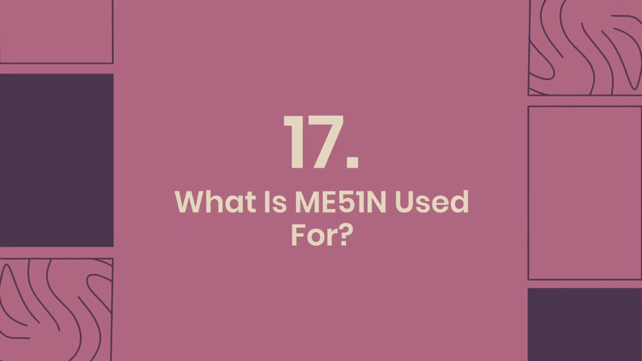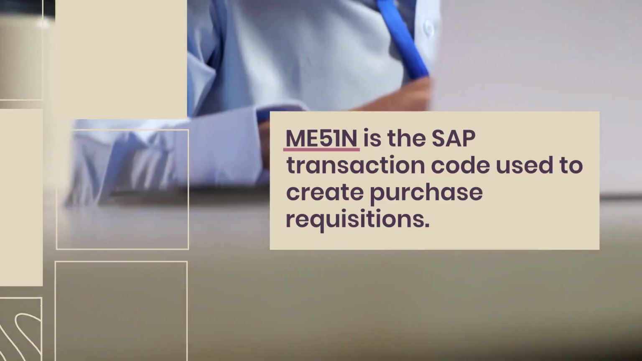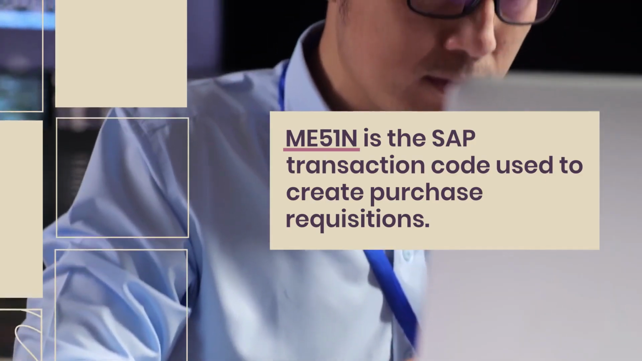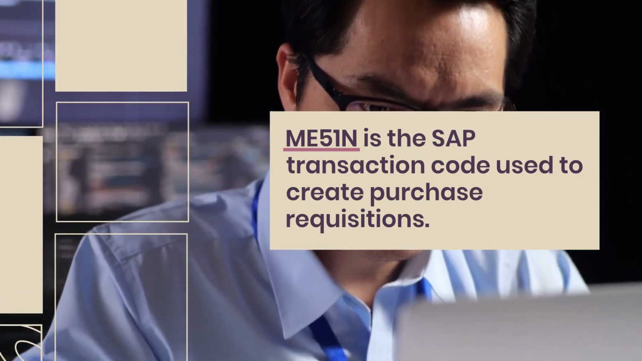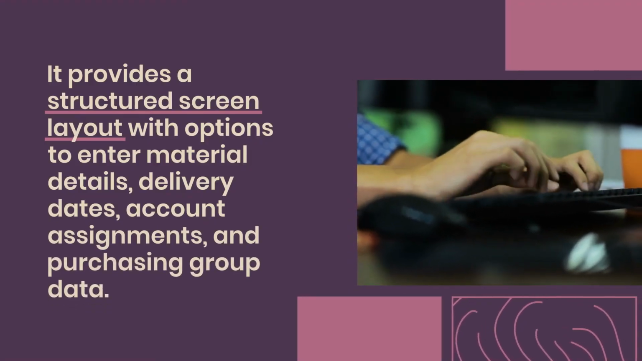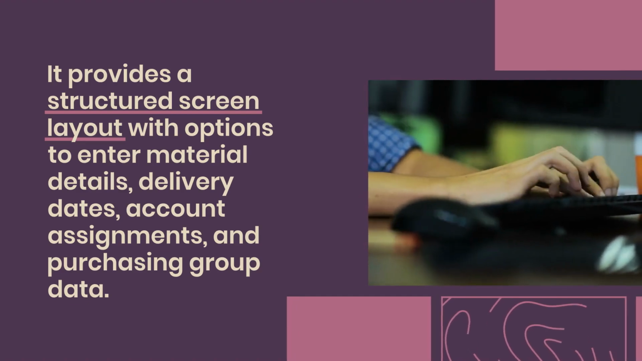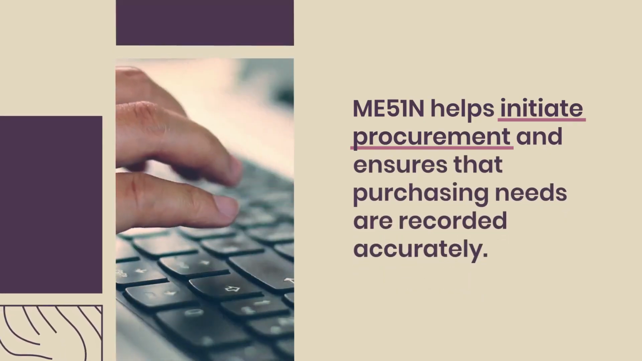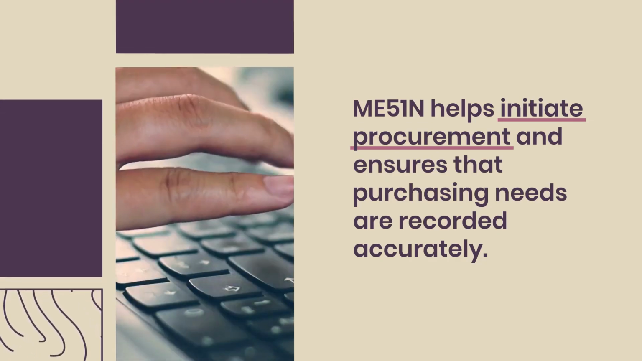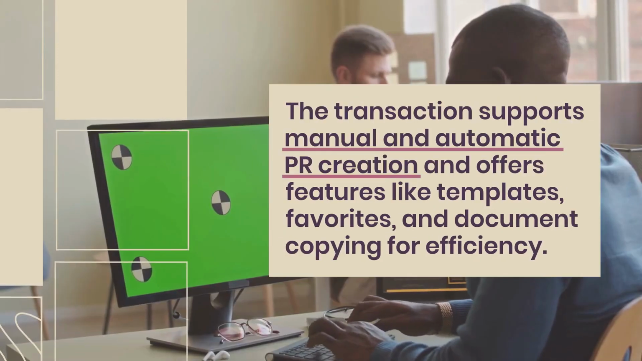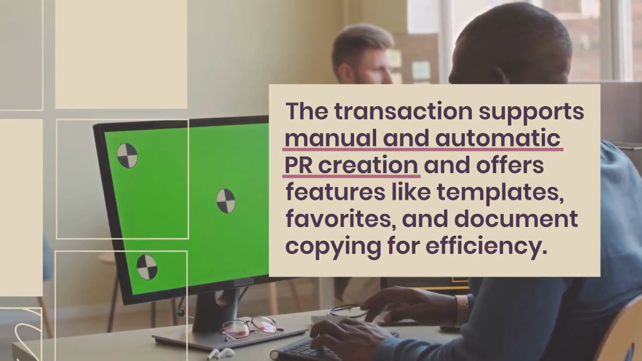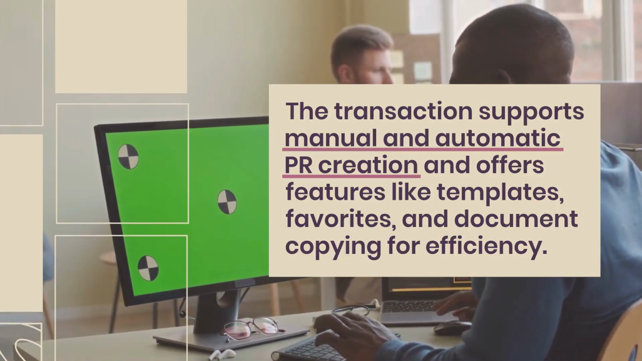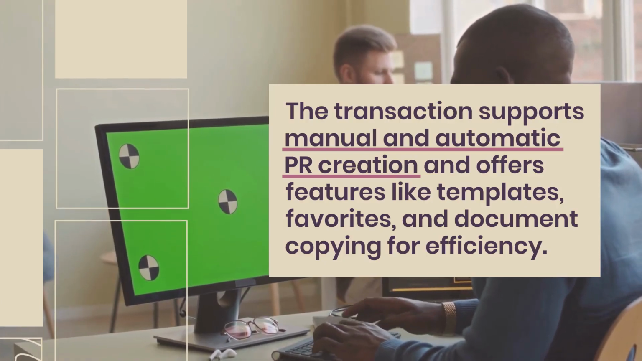17. What is ME51N used for? ME51N is the SAP transaction code used to create purchase requisitions. It provides a structured screen layout with options to enter material details, delivery dates, account assignments, and purchasing group data. ME51N helps initiate procurement and ensures that purchasing needs are recorded accurately. The transaction supports manual and automatic PR creation and offers features like templates, favorites, and document copying for efficiency.